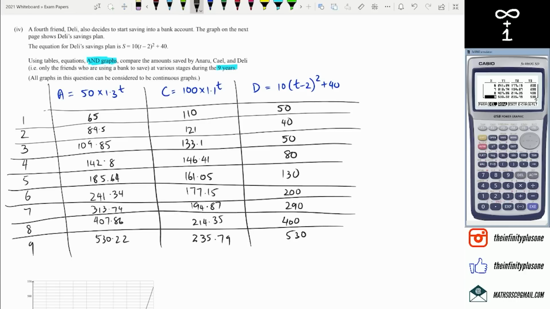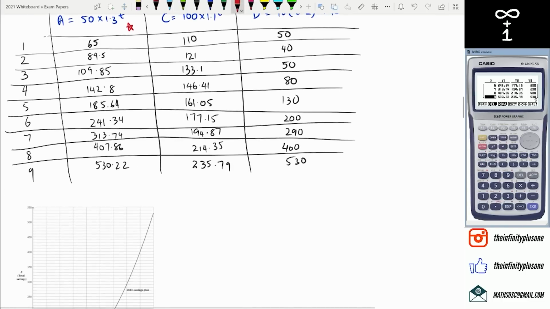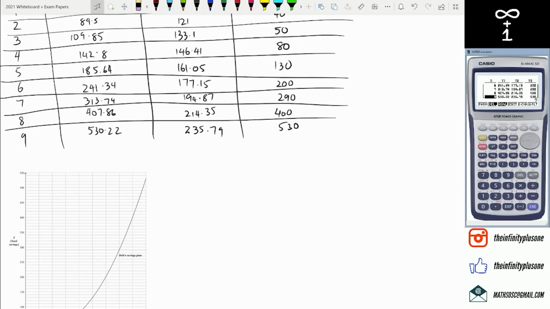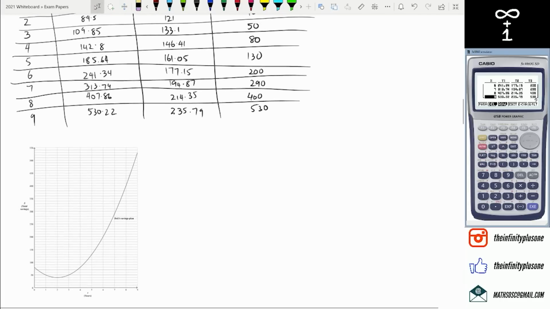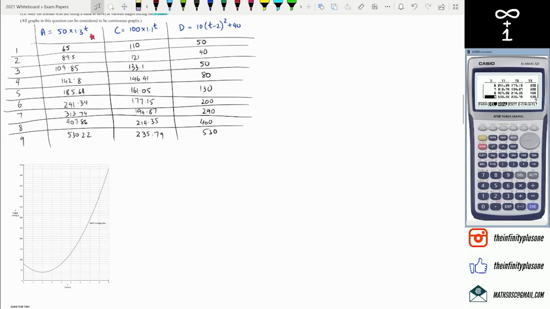All right, guys, that was a bit of a speed ride, but basically what I've given is the table of those 3 guys for up to 9 years. Now, what we next need to do is sketch a rough graph. I'm going to choose a couple of different colors so you guys can see. Anaru is going to be A, and this is where I am going to start losing the plot, because I need to zoom in and get a rough sketch.